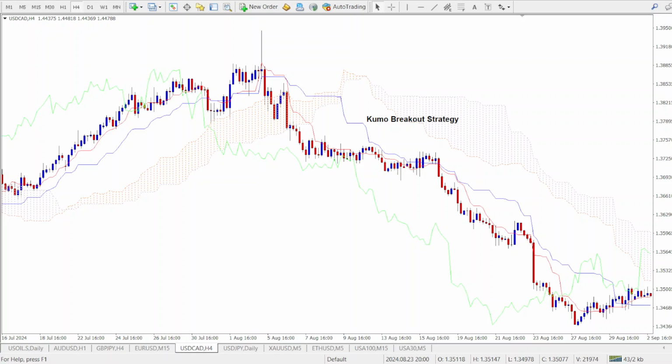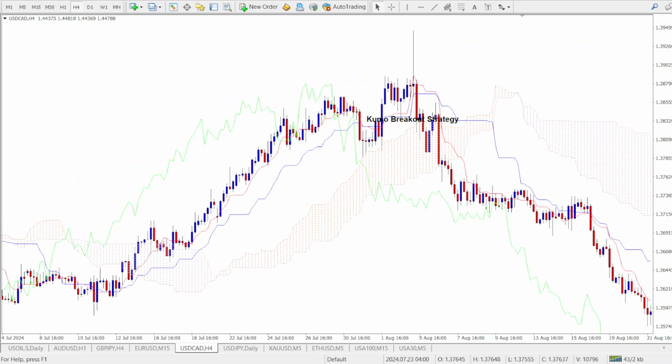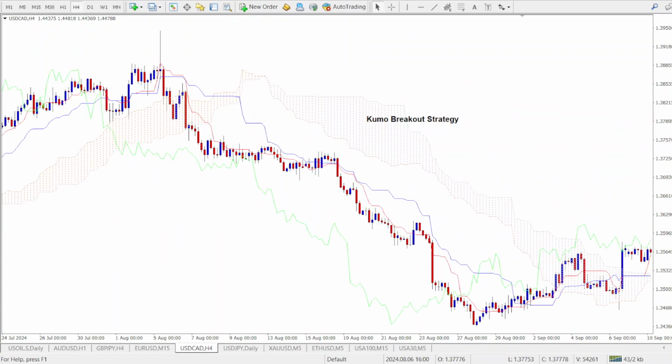The space between these lines creates the cloud or the Kumo, and it serves as a dynamic area of support or resistance. When the price is above the Kumo, it's considered bullish, as we can see here, and when the price is below the Kumo, it's considered bearish.